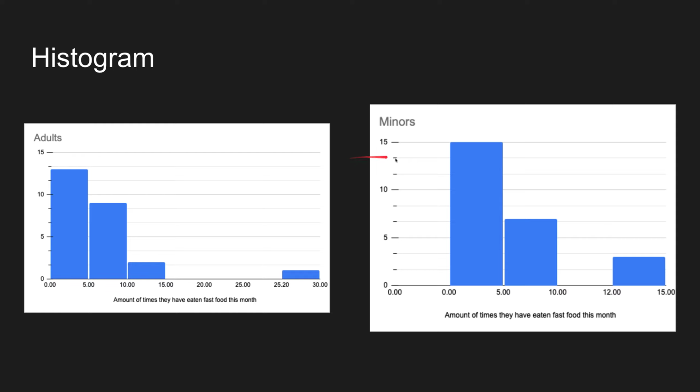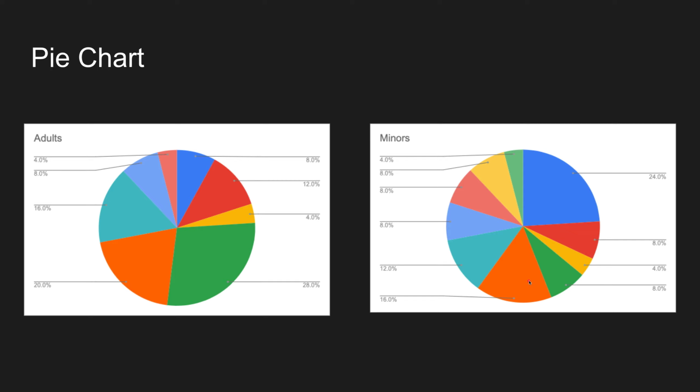Here's a histogram for both categories. The adults have a little more variance versus the minors. And the pie charts.